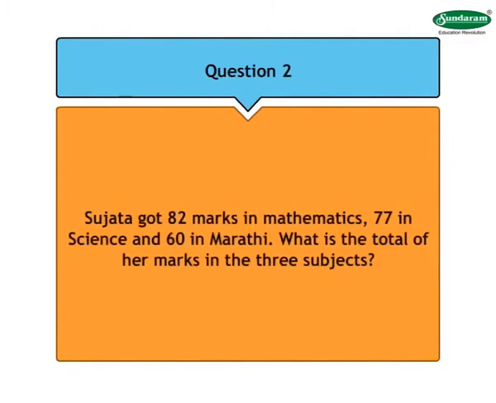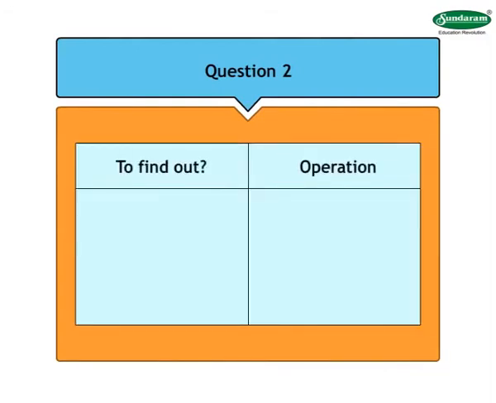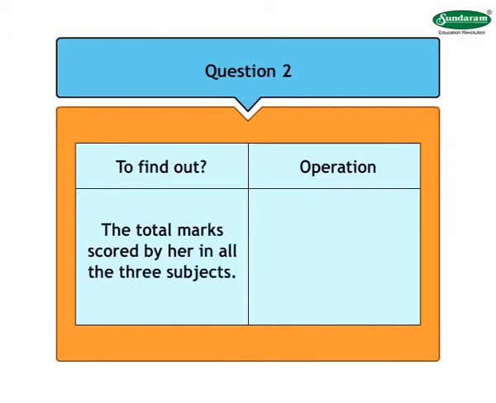Question 2. Sujata got 82 marks in mathematics, 77 in science and 60 in Marathi. What is the total of her marks in the three subjects? Answer. In this sum, the marks scored by Sujata in three subjects is given to us, that is, the marks in mathematics, in science and in Marathi. We have to find out the total marks scored by her in all the three subjects. To do that, we add the marks of all the subjects. Therefore, the operation involved here is addition.